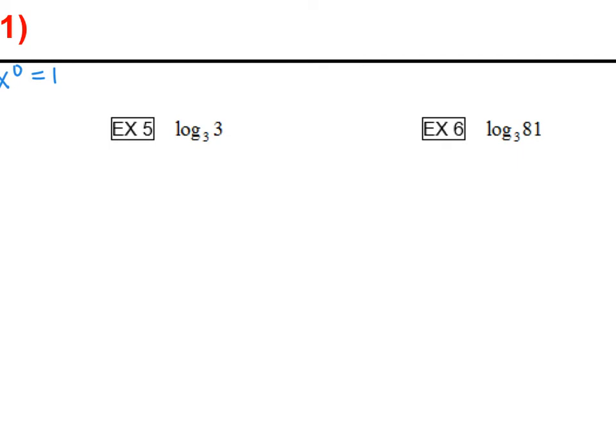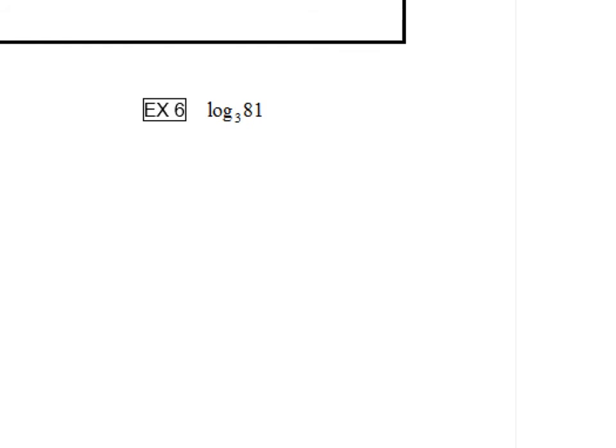All right, next example. Log base 3 of 3 is equal to something. So we rewrite in exponent form. 3 raised to the x power is equal to 3. Well, we know that 3 raised to the first power is equal to 3, so our answer is 1. We're trying to figure out that exponent value.